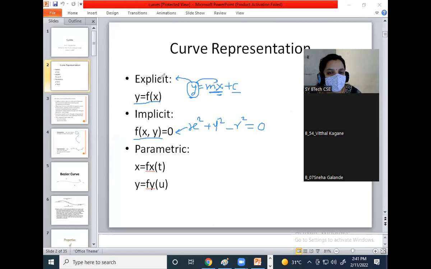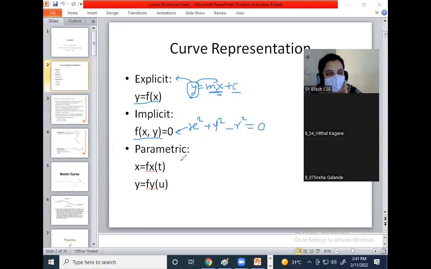So an explicit curve is nothing but a line. Implicit curve representation is nothing but the circle, or it can be an oval. So all these expressions will give you the implicit representation.